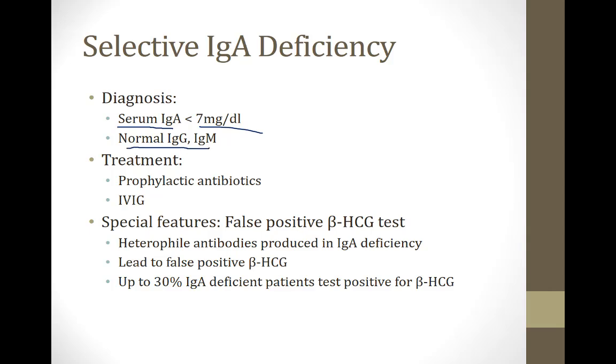As I said before, most patients with this condition are asymptomatic and require no treatment, but in some patients who have recurrent infection, prophylactic antibiotics are used. Also, in some cases, IVIG is administered, so this is an interesting therapy for IgA deficiency. IVIG contains little or no IgA.